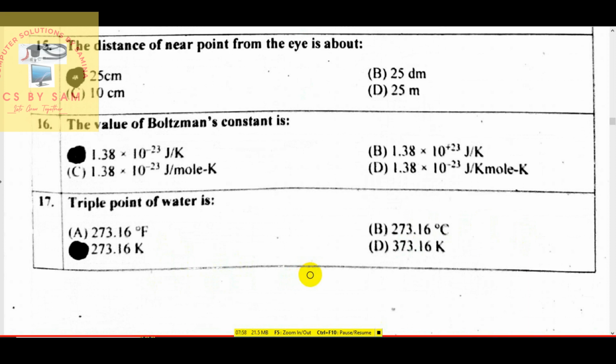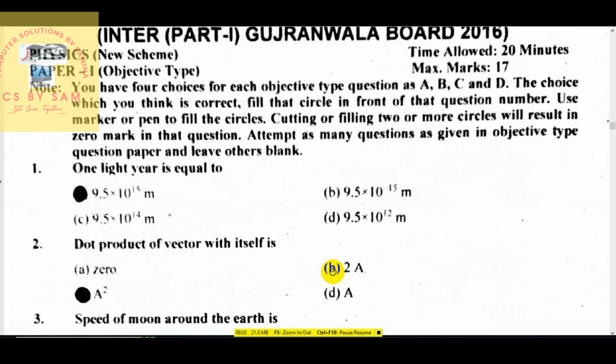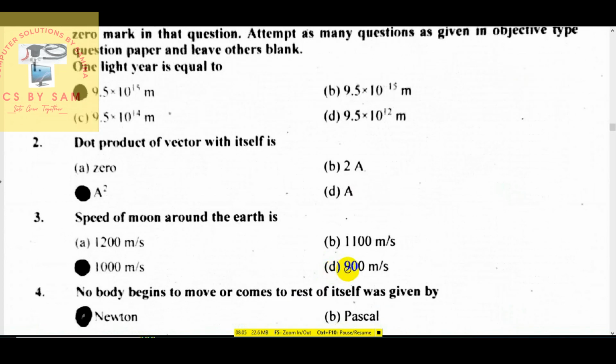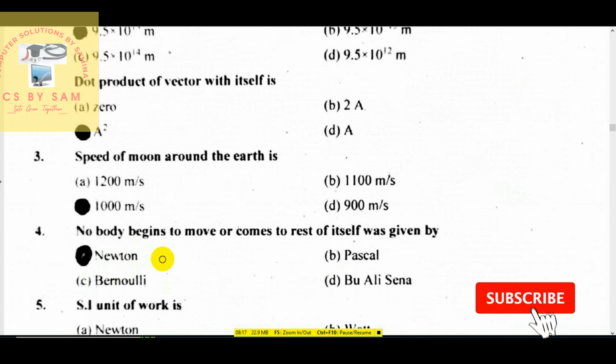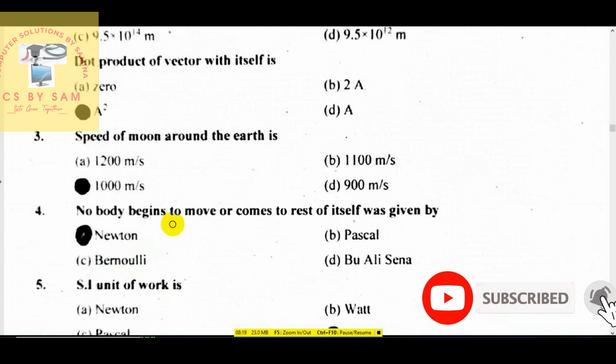Triple point of water is 273.16 K. Next, 1 light year is equal to 9.5 into 10 raised to power 15 meter. Dot product of vector with itself is A power 2. Speed of moon around the earth is 1000 meter per second.